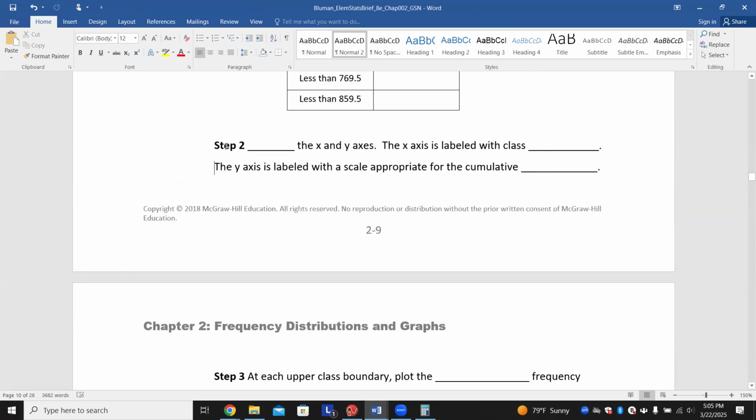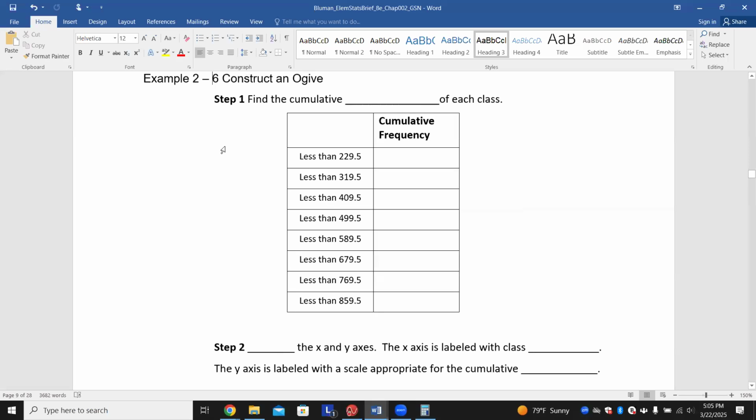If I can get it all, no, I'm not going to be able to get step 3. All right, so this would be the cumulative frequency of each class. So again, pulling the data from previously, this would have been 11, 16, 20, 24, 28, 28 because there was none in that one, 29, and then 30.